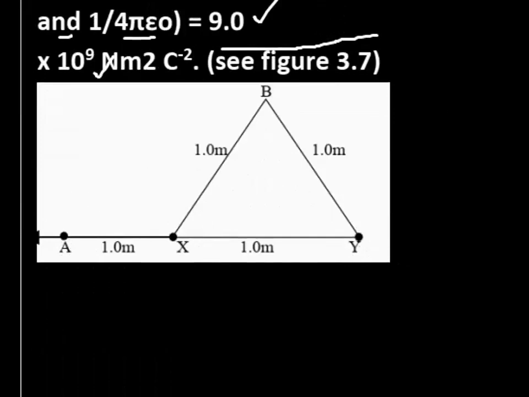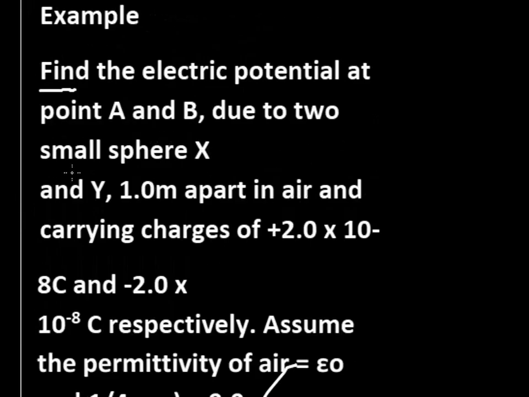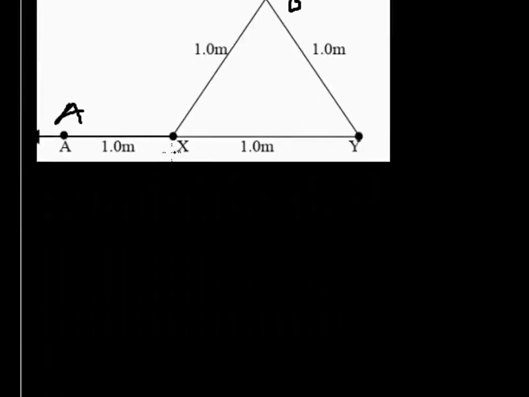Let me emphasize on that. So this is the point A, and we're looking for electric potential at this point. And of course, you don't need someone to tell you how we are going to sum the potential. If you want to sum the potential on point A, the charges according to the question are found at X and Y, the two small spheres, which are 1 meter apart in air. So the potential is due to the charges X and Y.